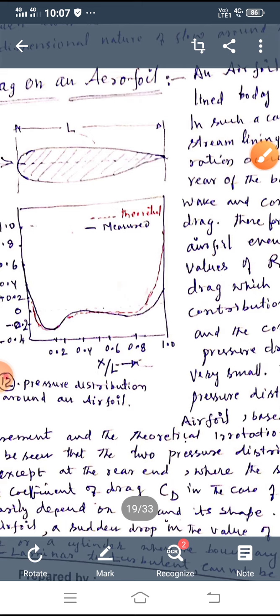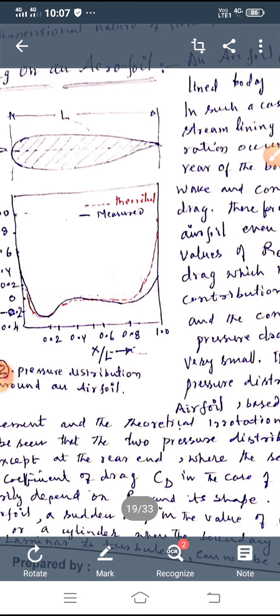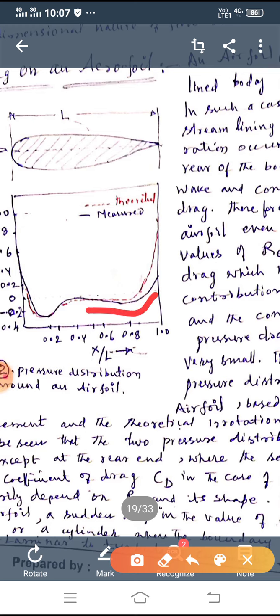based on experiment, that is the measured one, the lower curve and the upper curve. Here it is the lower curve. The lower curve is the measured one, whereas the upper curve, the dotted one, is the theoretical one. Both these curves will agree up to the rear end. Only at the rear end do they separate. Therefore, in the case of an aerofoil, only the frictional drag predominates.